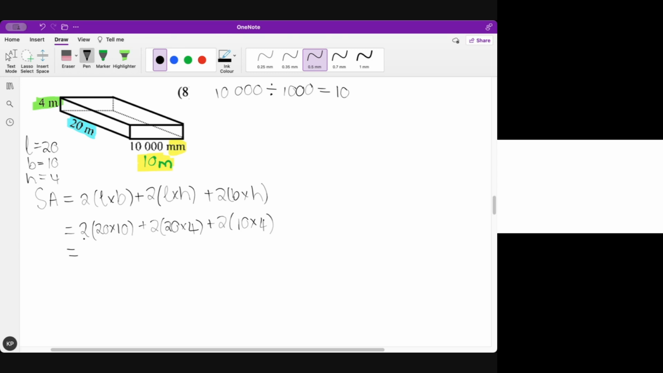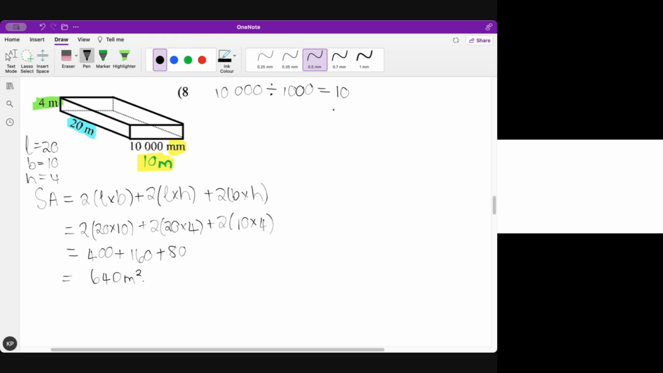This is 2 times 200. So 400 plus 2 times 80, so 160, plus 2 times 40, so 80. It's a very nice teacher who did this, ne? Okay, so what's my final answer? Thank you, Seth. 640 meters squared.